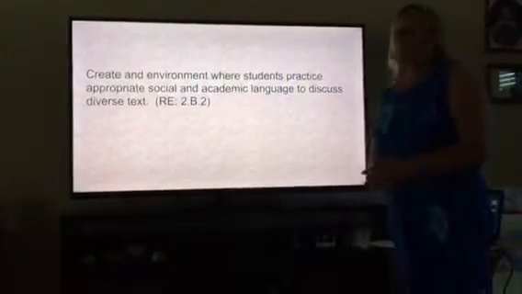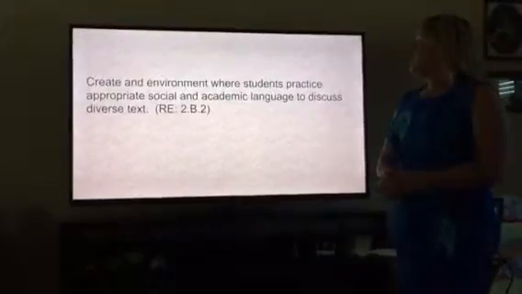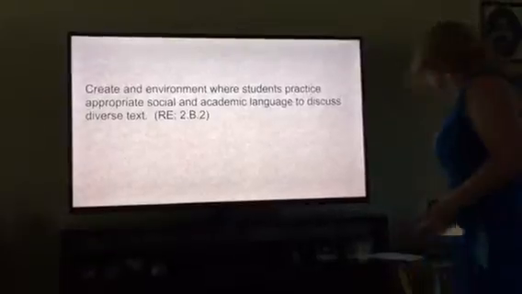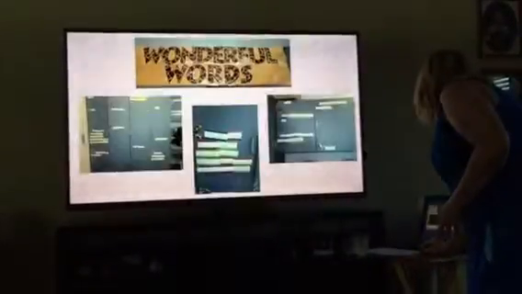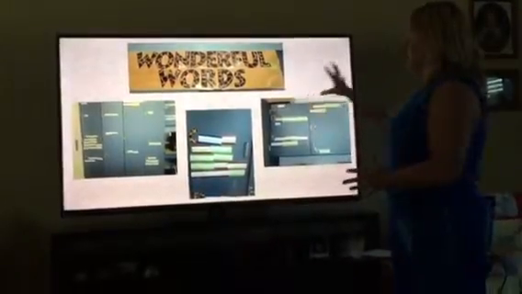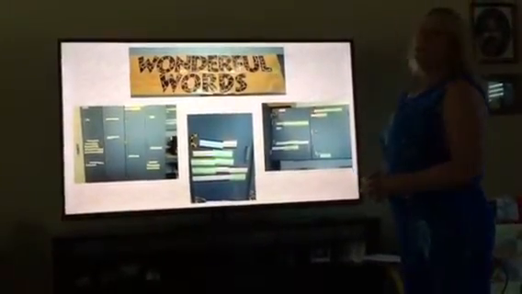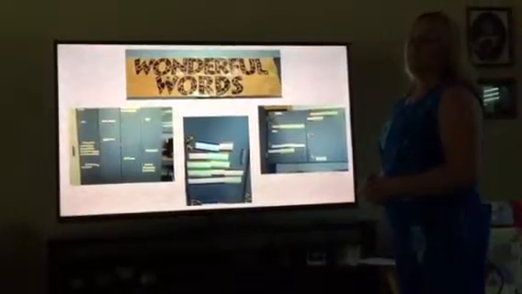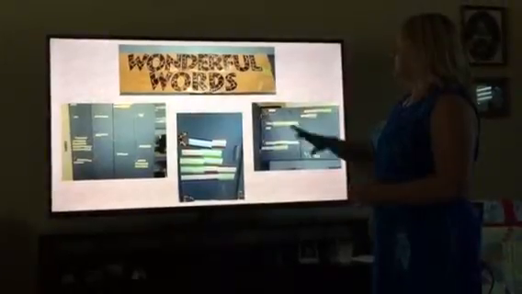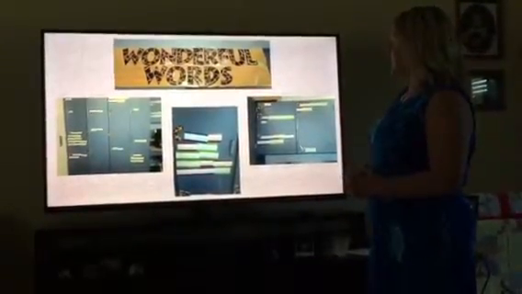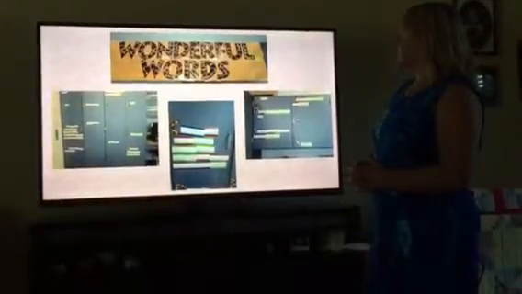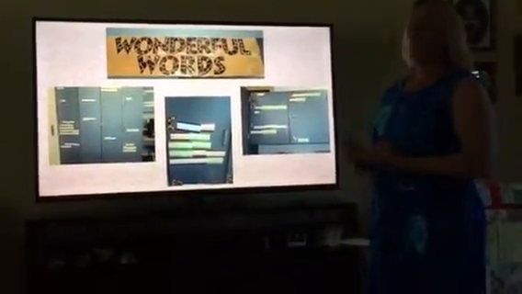All right, indicator number 2. Create an environment where students practice appropriate social and academic language to discuss diverse texts. Here we have wonderful words. All throughout the one side of the room, they have their vocabulary words that they post up each week. They have it all around the room, and this is kind of early in the year, so there's not very many words filled in. They take these words and they find them in their bold print in their books.